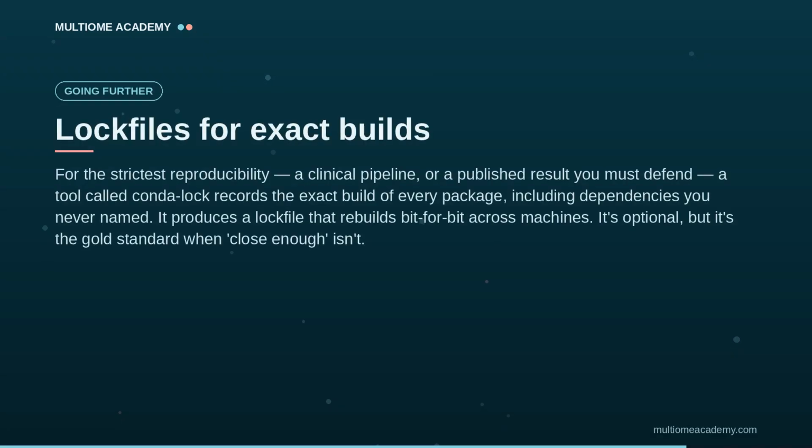For the strictest reproducibility, a clinical pipeline or a published result you must defend, a tool called conda-lock records the exact build of every package, including dependencies you never named. It produces a lock file that rebuilds bit for bit across machines. It's optional, but it's the gold standard for when close enough isn't.